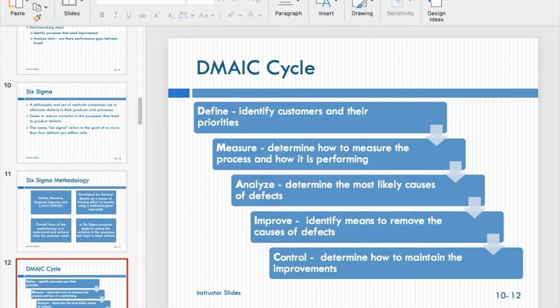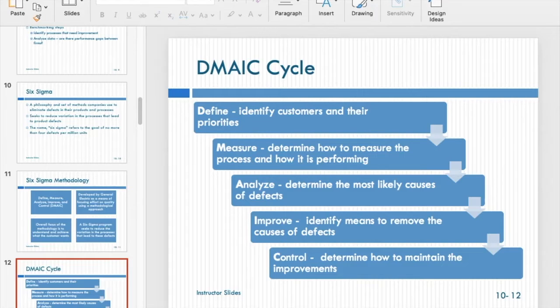We have to define quality itself, but quality actually comes from the customer need. So we first need to understand who the customers are, what their priorities are, and what they need from this product. In terms of that, we get a sense of what the important quality dimensions for this product are. This is the first step, define.